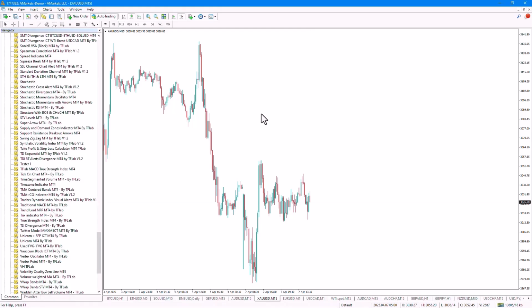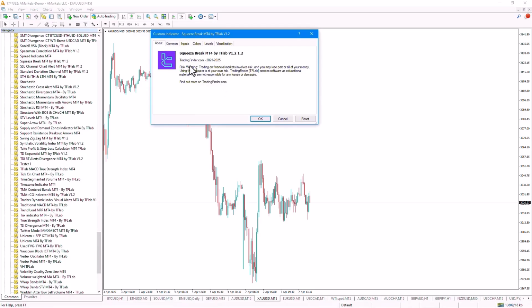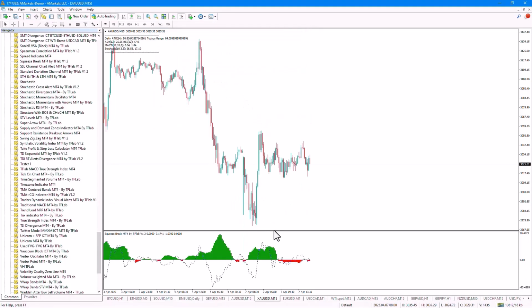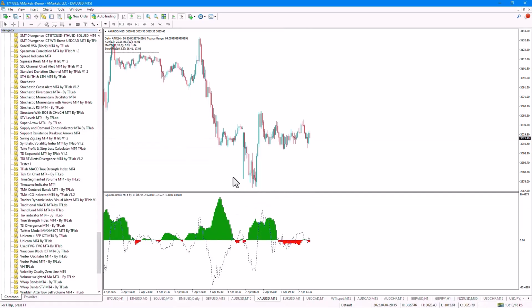From the Tour Navigation section, we select the indicator file and execute the indicator by dragging the file onto the chart. When the indicator is executed on the chart, a histogram window is displayed at the bottom of the chart.